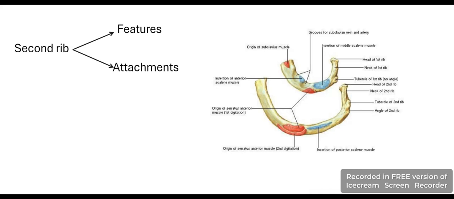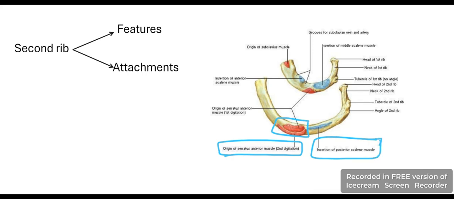Now, what are the attachments to the second rib? The rough tubercle, which I said is the largest and which is the determining factor for the second rib. On that rough tubercle, it gives origin to 1.5 digitations of the serratus anterior muscle. And the rough part of the upper border receives the insertion of the scalenus posterior muscle. And I told you, on the rough border groove, it gives the insertion of the posterior scalenus muscle.